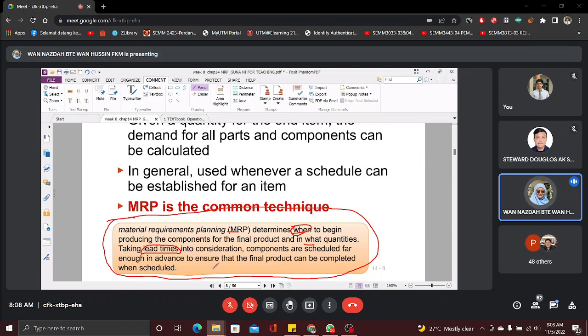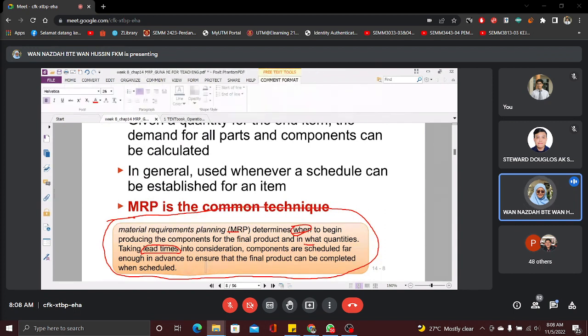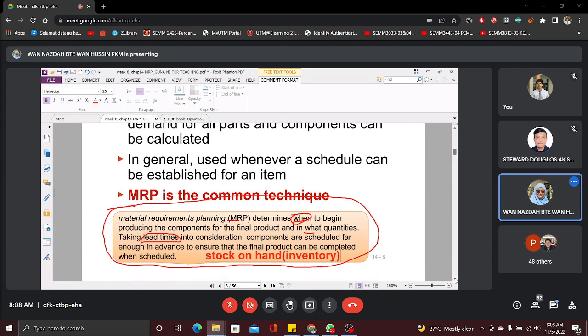And also another one is stock in hand. Okay, you will see that this MRP also considers stock in hand, which is inventory. I want you to write this down and make sure you have these four keywords: when, what, lead time, and stock in hand. Stock in hand ke stock on hand? On hand. Grammar bertergabung.